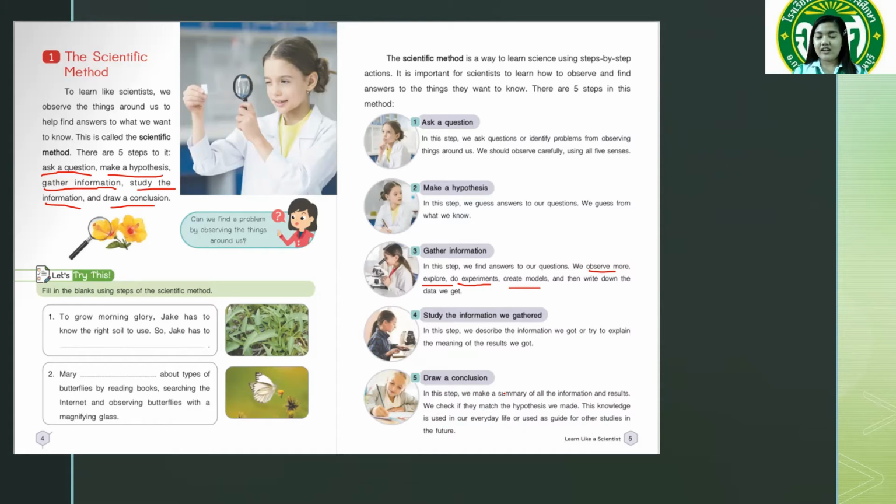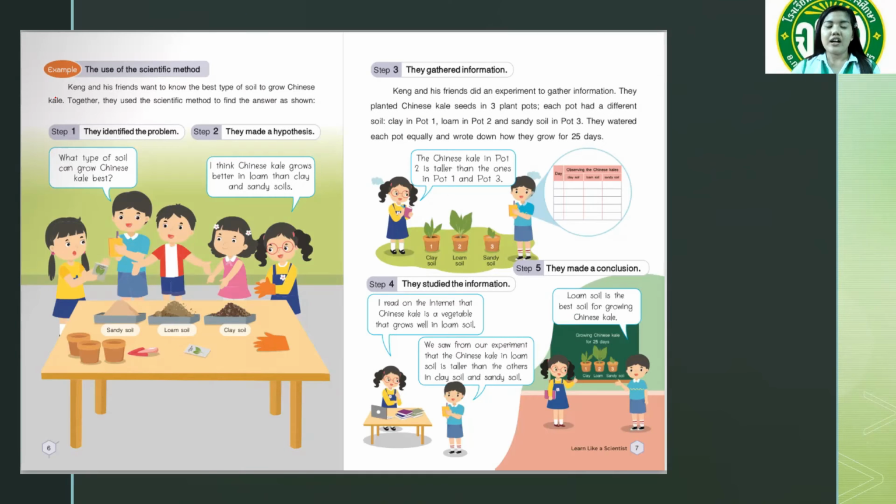Okay? All right. So let's look at the experiment. We have here an example of an experiment using the scientific method. Kang and his friends want to know the best type of soil to grow Chinese kale. Together, they use the scientific method to find the answer as shown.